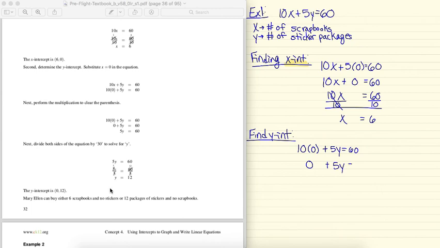So we end up with 0 plus 5y equals 60. Adding the 0 really doesn't do a whole lot, so we really have 5y equals 60. Now, solving for y, we divide by 5 because that's the inverse of multiplication. And we end up with y equal to 12. So in the context of the story problem, we could say Mary Ellen can either buy 6 scrapbooks with her $60 or she can buy 12 packages of stickers with her $60.